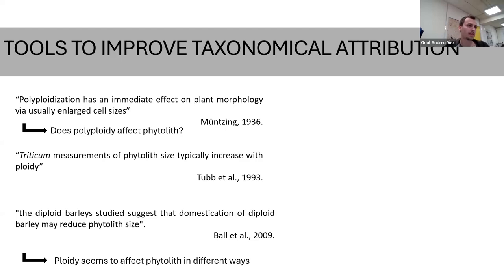Also, we have some previous works about ploidy and phytolith production. We have this study from 1993 that says that measurements of phytolith size typically increase with ploidy. But we also have another study that says that domestication of diploid barley will reduce this phytolith size. So when we are working in agriculture, we want to know which species we're using and when. We have several processes. Some of them are genetic events, others are, for example, domestication practices. And we have these two potential sources of variability in phytolith production. So we want to know what's going on there.